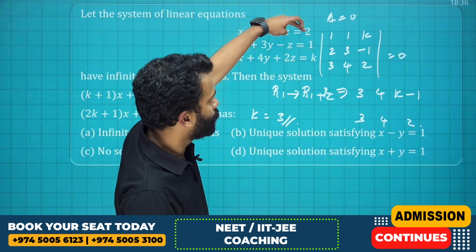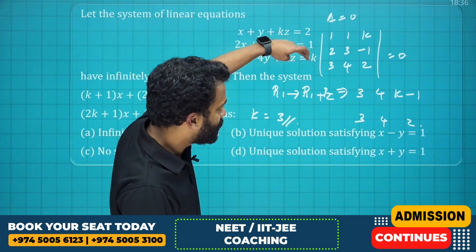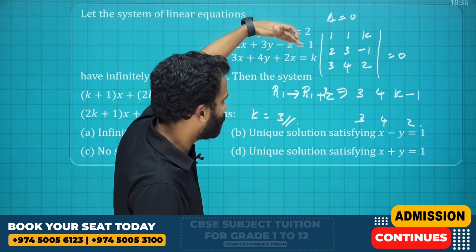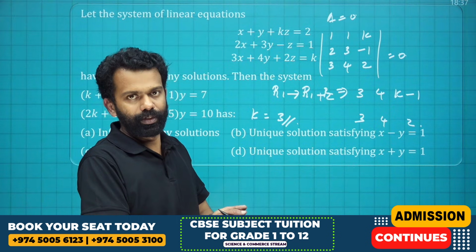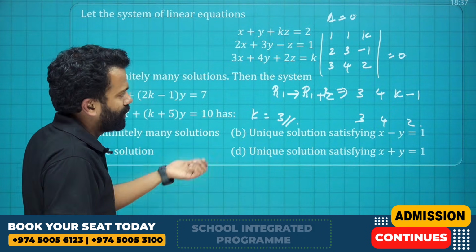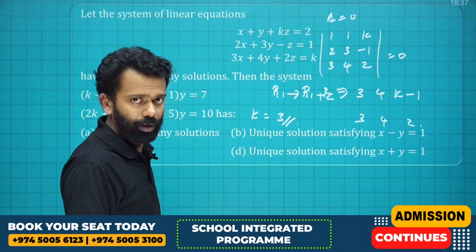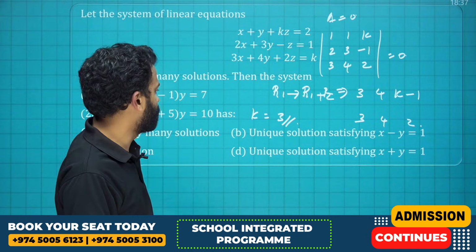Because if you add these two, 2 plus 1, that is equal to 3, that is equal to k. Therefore, if you consider the constant term also, then also the value of k is 0. Since it is first degree, we don't have to bother about the other solutions. Only one solution will be there since the power is 1.